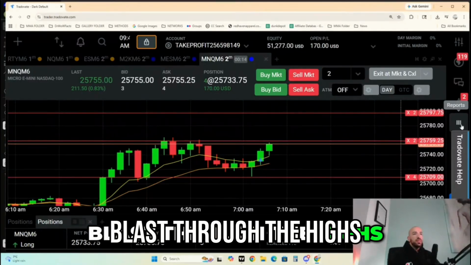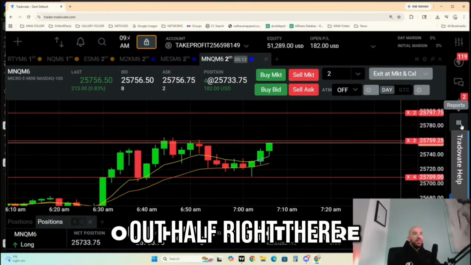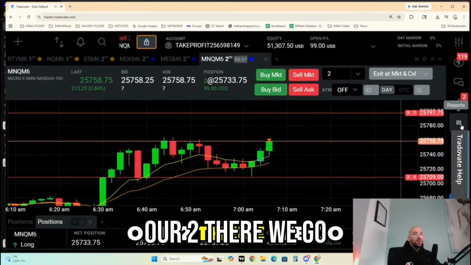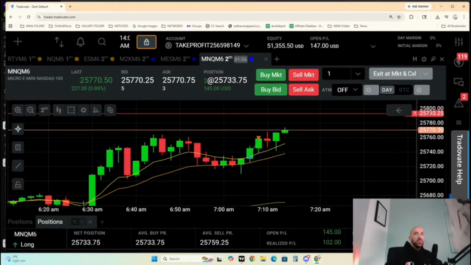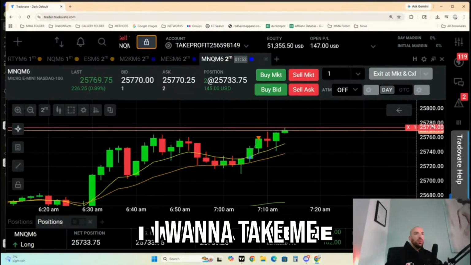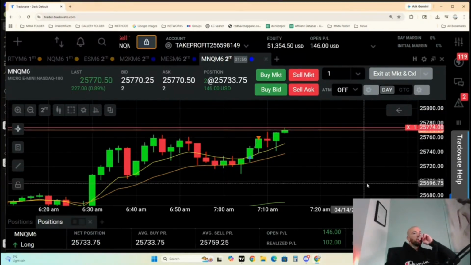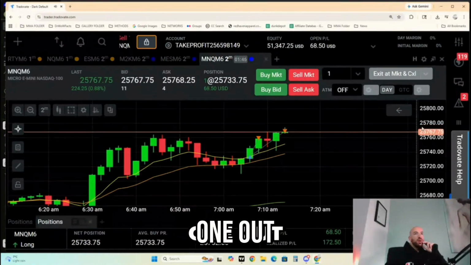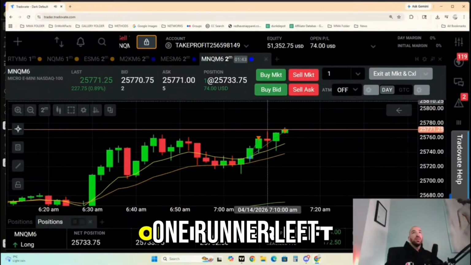Blast through the highs, and then we take out half right there, and then we'll ride our 2. There we go. Beautiful. So once I hear that alarm, boom, I wanna hear that alarm, and I wanna take me out on this runner right here. See what happens here. I'm gonna take that one out, and now I got 1 runner left.